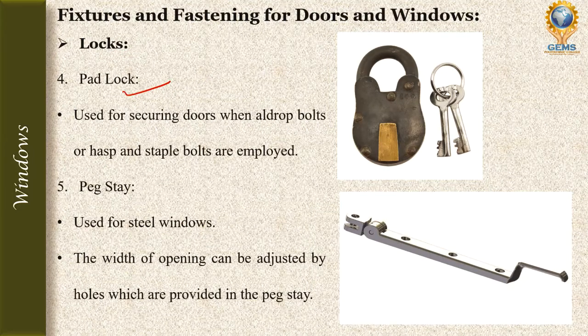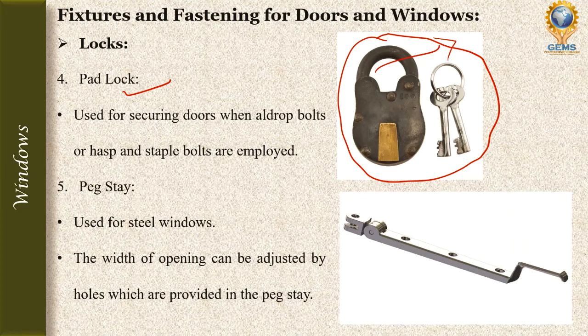Fourth one is the padlock. This padlock is a very old method. Now there is new technology and new models in padlocks. The figure shows a very old type of padlock. This padlock is used for securing the doors when aldrop bolts or asp and staple bolts are employed. So this will be given in the exterior door to secure it.